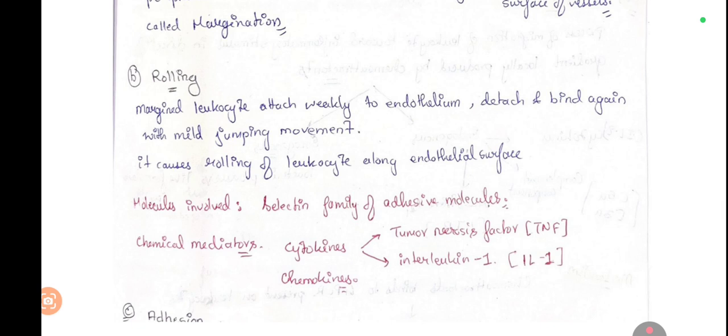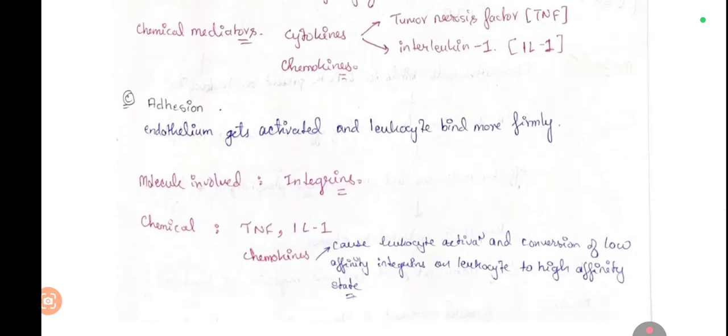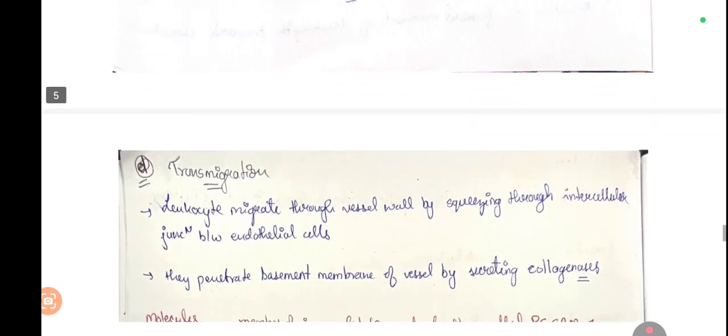Molecules involved are the selectin family of adhesive molecules. Chemical mediators are cytokines and chemokines, such as tumor necrosis factor (TNF) and interleukin-1. Adhesion: the endothelium gets activated and leukocytes bind more firmly. Molecules involved are integrins; chemical mediators are TNF, interleukin-1, and chemokines also.